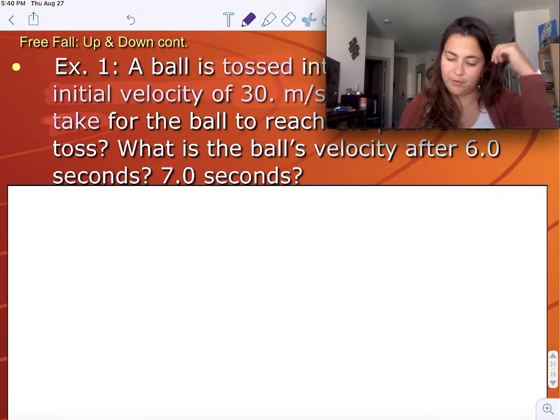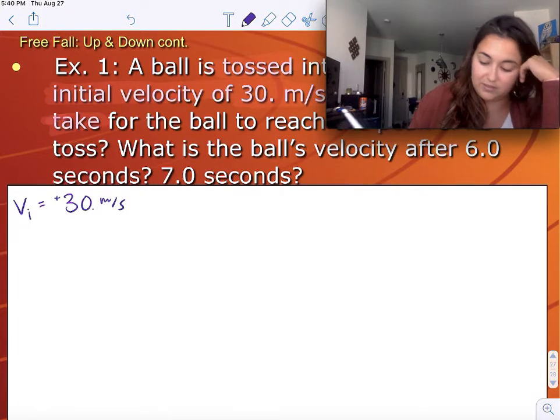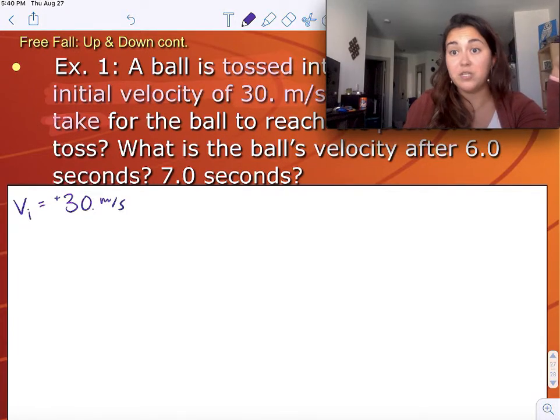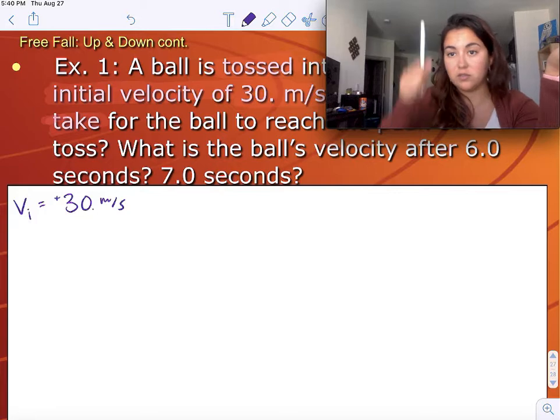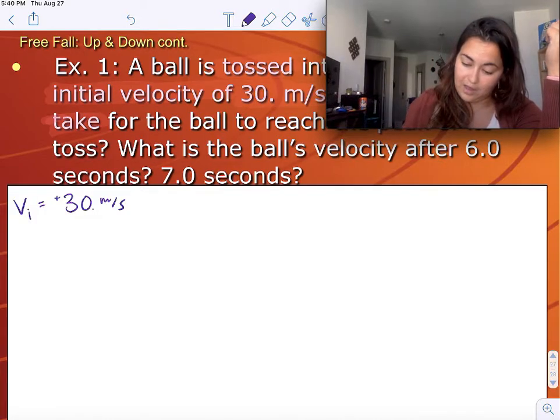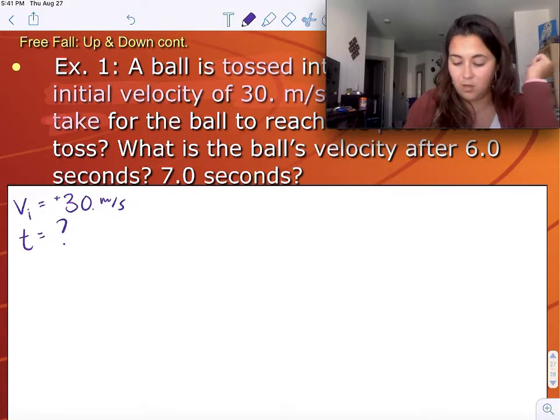So I'm going to write down what I know. The ball is tossed into the air with an initial velocity of 30 meters per second. I'm going to make that positive because we have an object potentially moving in 2 different directions, up or down, and they just said tossed into the air, so I assume tossed up. How long does it take? So we are looking for time for the ball to reach the peak.